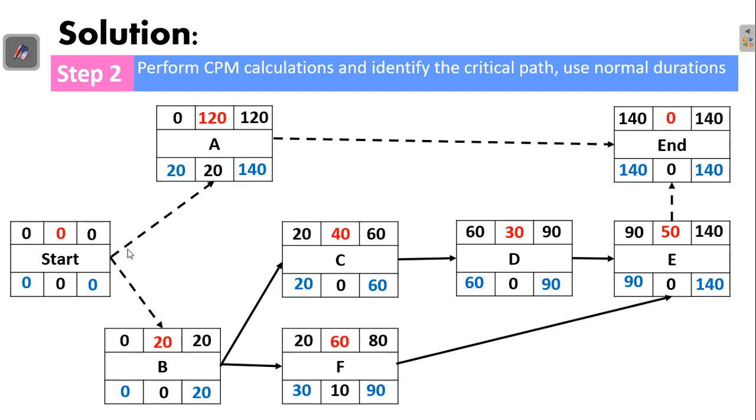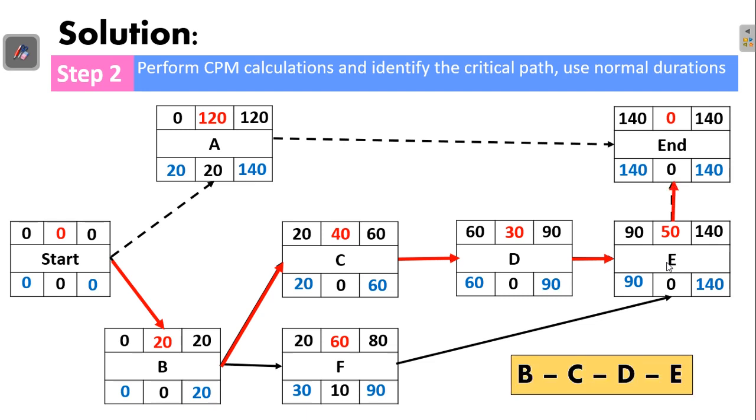After this, we have to determine the critical path. The critical path is formed by those activities with 0 total float. We can see that activities B, C, D and E have 0 total float, so these form the critical path. So we have critical activities B, C, and D. And now after having these critical activities, let's go to the next step.